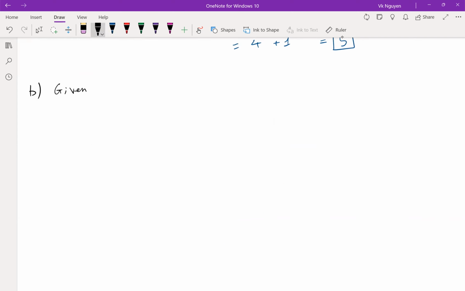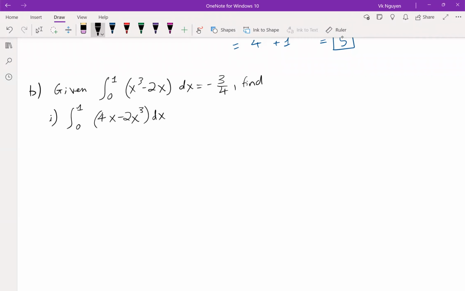5. Integral 0 to 1 of x to the 3 minus 2x dx equals negative 3 over 4. Find the integral 0 to 1 of 4x minus 2x to the 3 dx. We can do this.